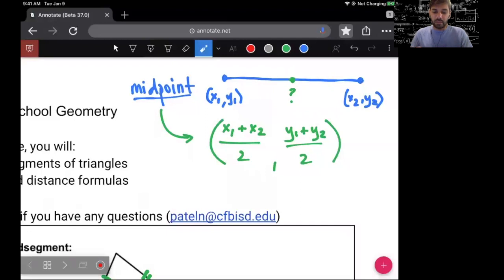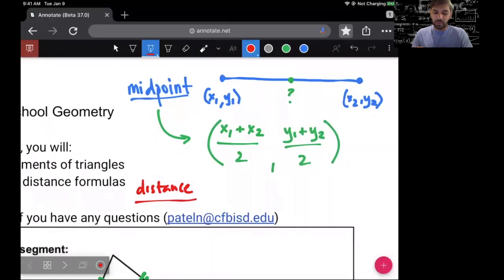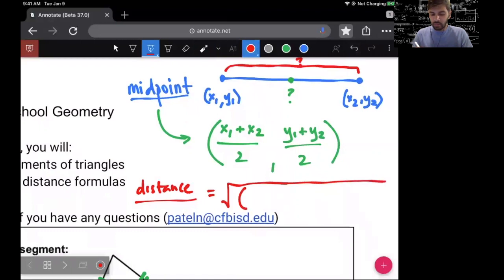And then the distance formula tells us how far away 2 points are from each other. The distance formula, I'll mark in red, is the length of the line. The way we find that is the distance is equal to the square root of (x2 minus x1) squared plus (y2 minus y1) squared, just like that.